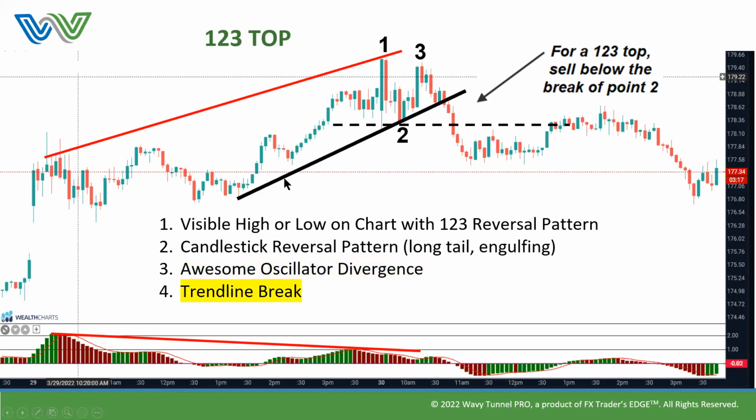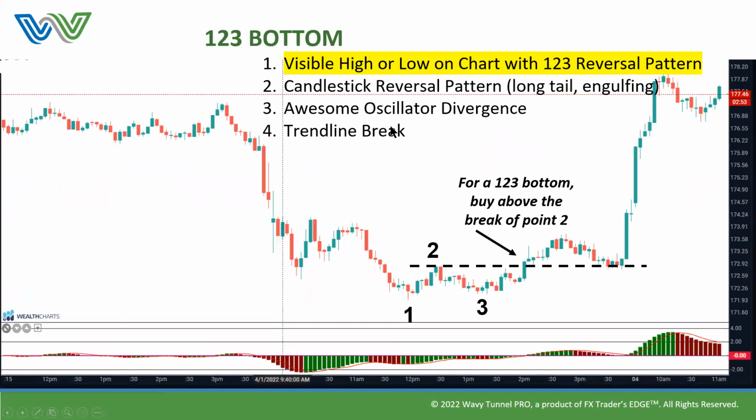And then finally, you want to draw your trend line. And if you have the automatic trend lines, that's even better. So when all of these things happen, you definitely don't want to be long, and you can liquidate your long positions, or you can look to establish a short trade, or a long trade in the case of a 1, 2, 3 bottom. And that's the 1, 2, 3 bottom.